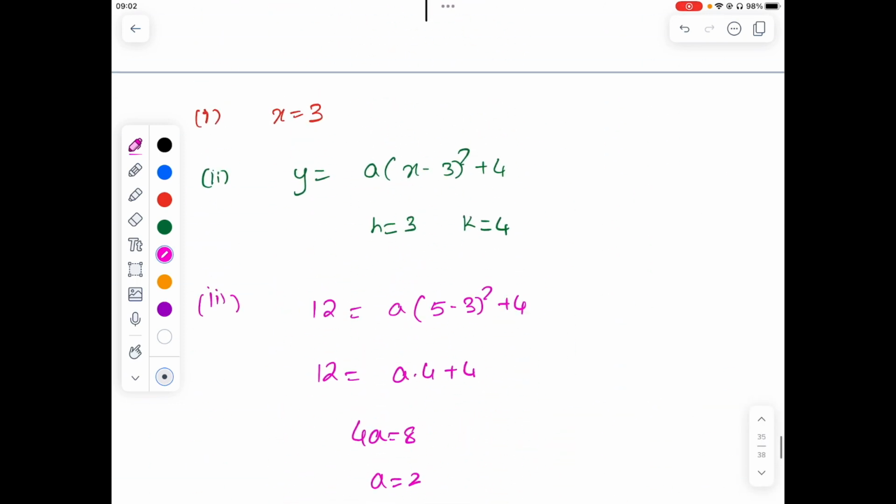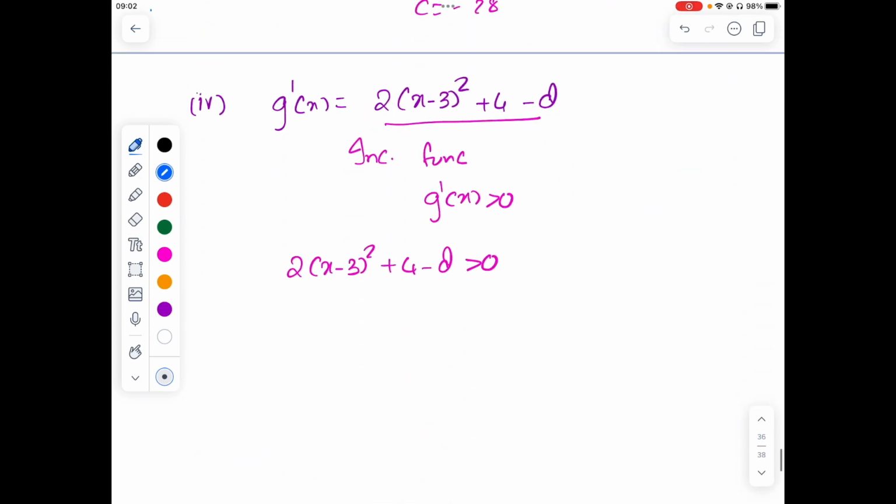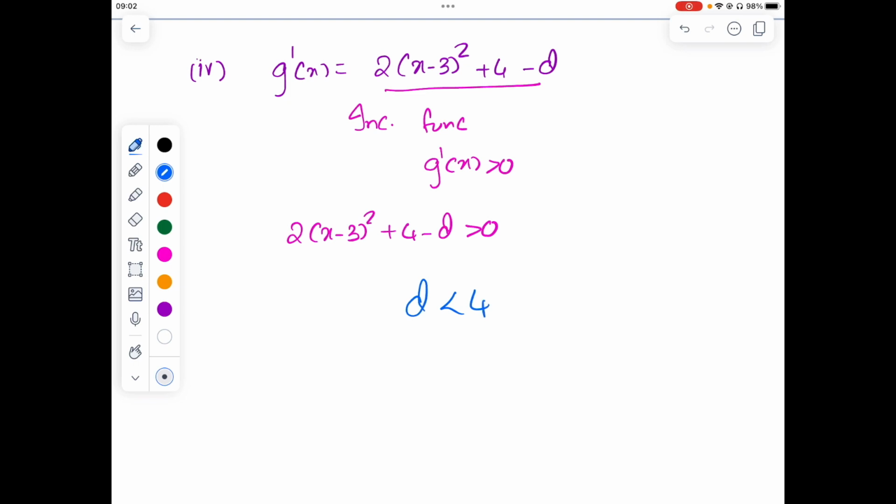So we come to the graph. We can see that this is the graph. This graph is 2 times (x minus 3) whole squared plus 4. Minus d means you are bringing it downwards. Maybe you can bring it down over here, or over here, we don't know. We can bring it down to any extent. But what is the condition? It should always be positive. So I cannot bring it below the x-axis. So it cannot go down by more than 4 units. So d should always be less than 4. Otherwise, it will go below the x-axis and become negative.